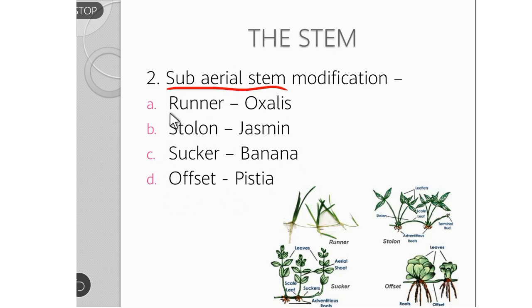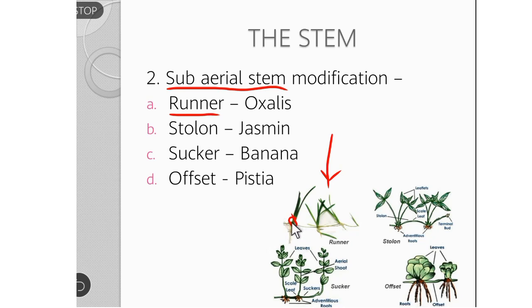The first one is a runner. The picture here shows a runner. Now, what is a runner? See here, suppose it's a plant. This plant has a short stem. This portion is a short stem which has nodes and internodes.